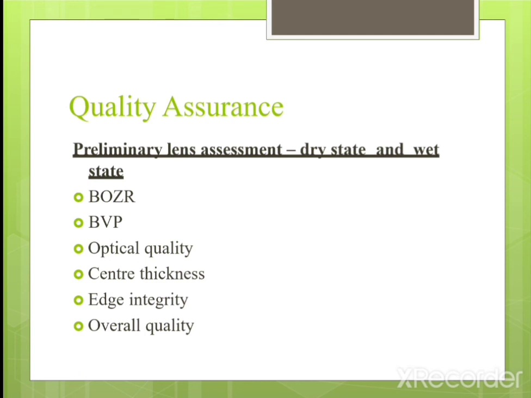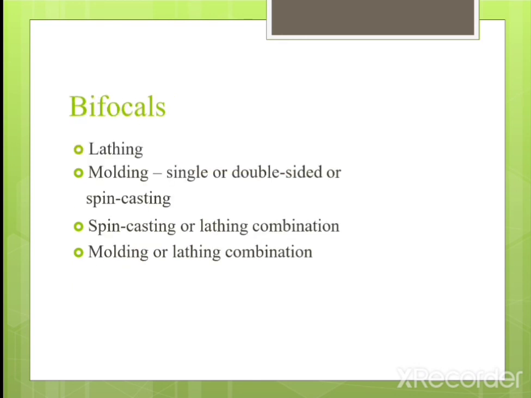Preliminary lens assessment, in dry state and wet state. Always first check the base curve, or back optic zone radius, back vertex power, optical quality, center thickness, edge integrity, and overall quality. In the case of bifocals, we are making bifocal contact lenses also, which are available in the market. They use lathing, molding, or spin casting, or molding and lathing combination types of manufacturing techniques.